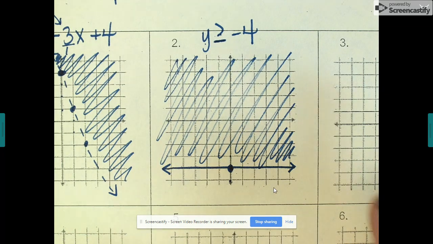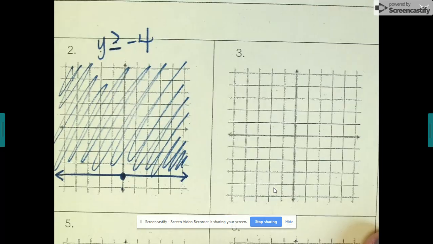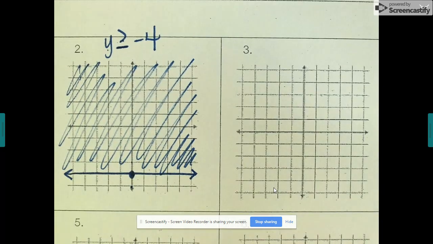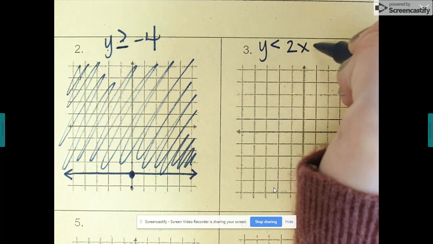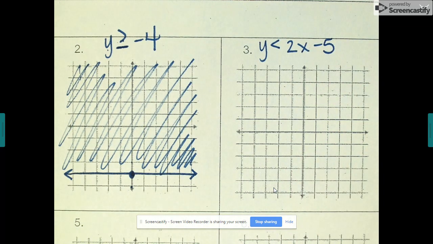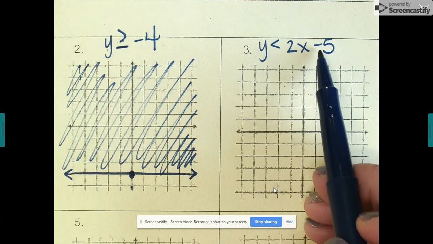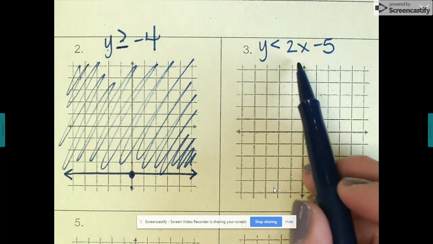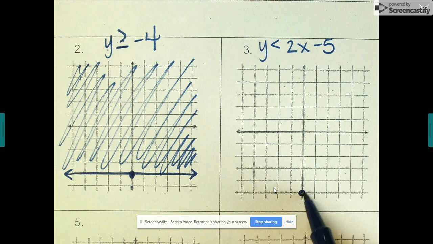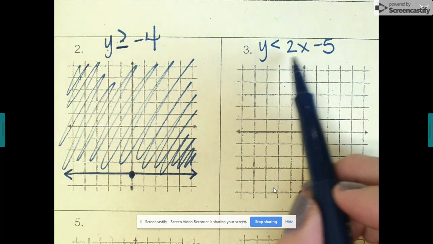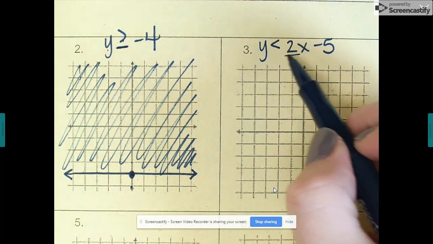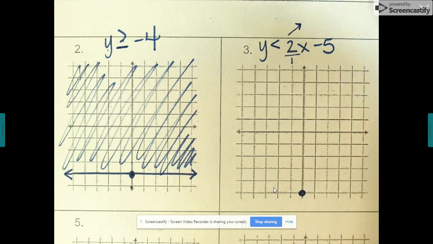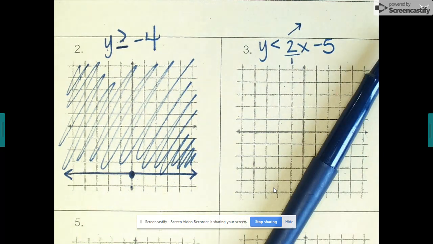All right, let's do number 3. Number 3 is y is less than 2x minus 5. So we're going to graph it as usual. We're going to start at your b, which is negative 5, on the y-axis. I like to make my slope a fraction. So 2 over 1, I'm going to go up 2 over 1. It's a positive slope, so I'm going to go this way. It needs to look like this when I'm done.